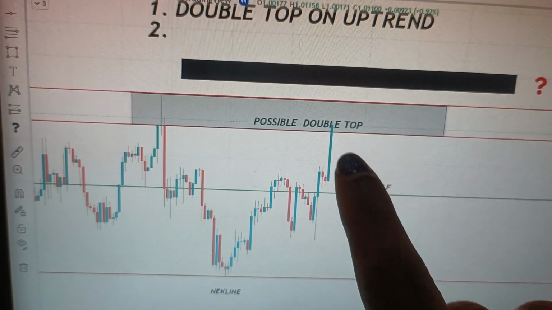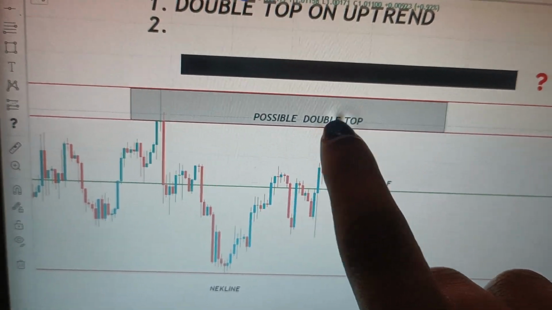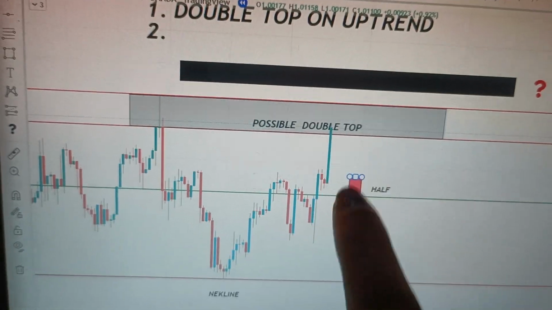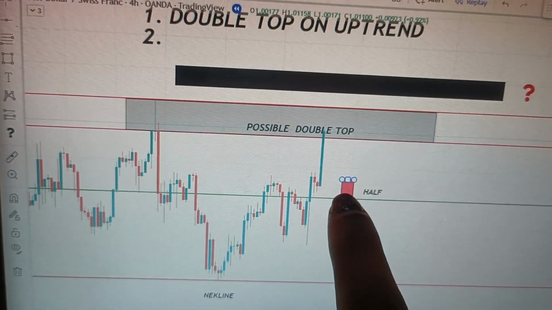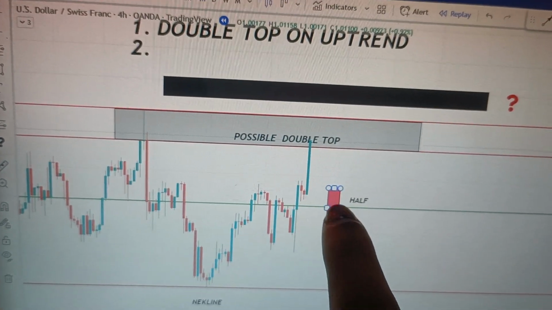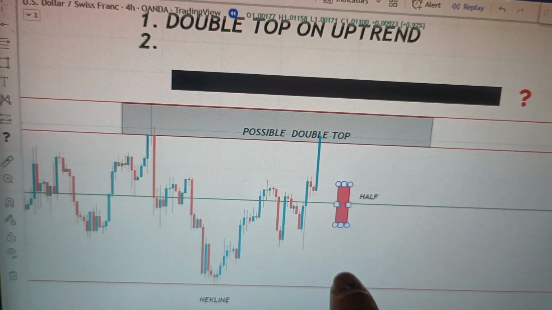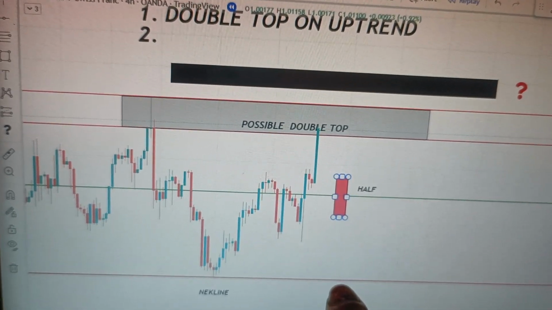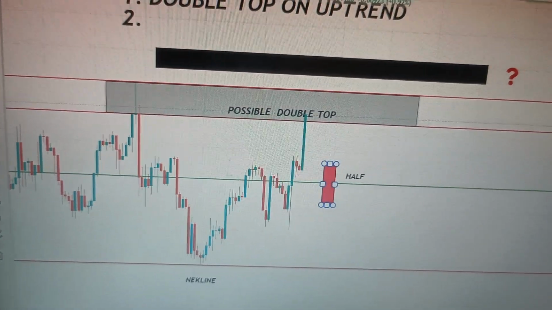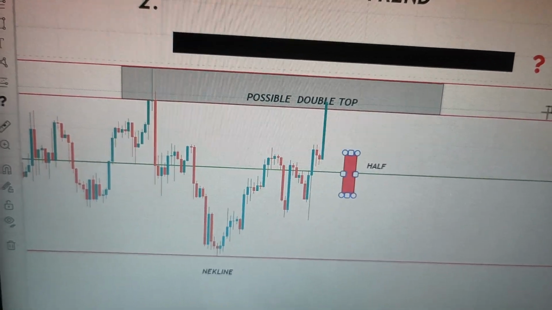Let's say we are now trying to enter here, maybe using WBB, to the half, because half is our first TP. Let's say it's 50% accurate. Getting from the half to the neckline, let's say, is 90% accurate. But when the neckline is broken, automatically we have a reversal.